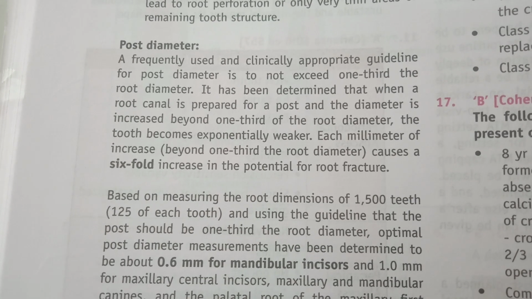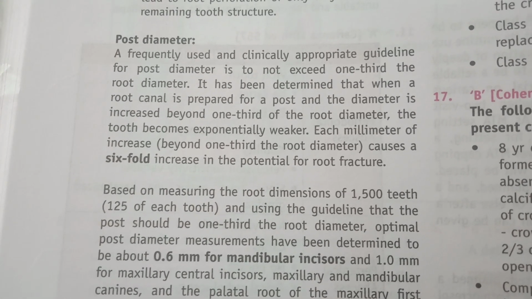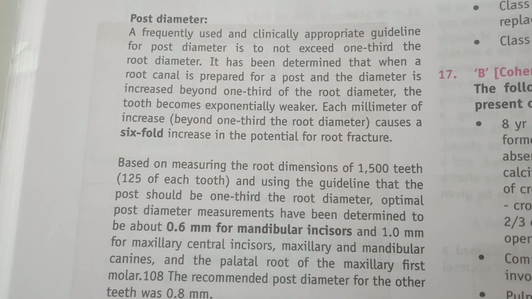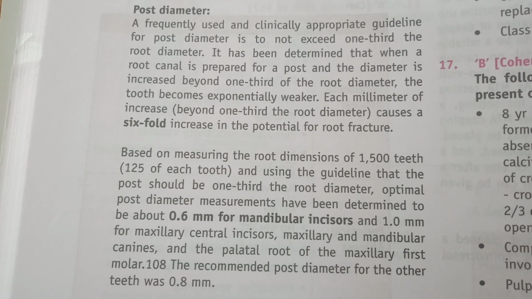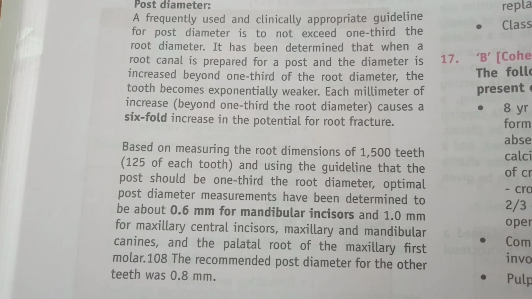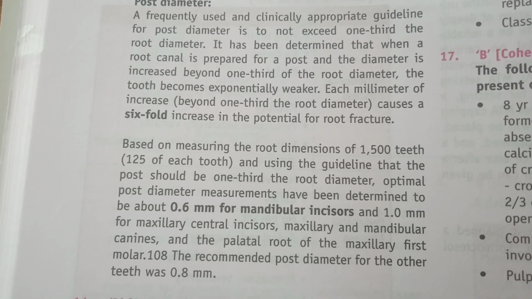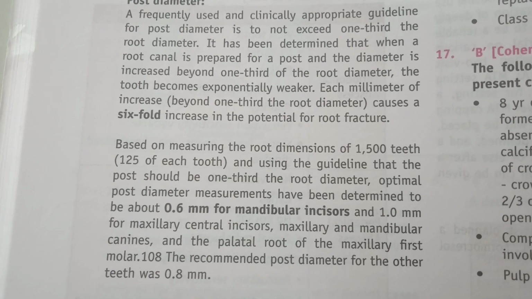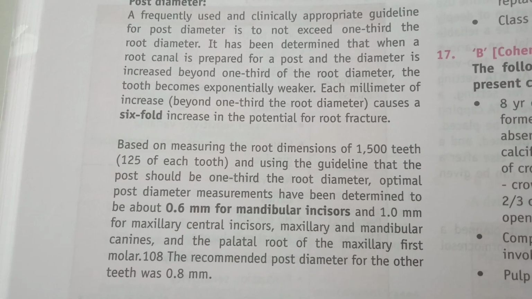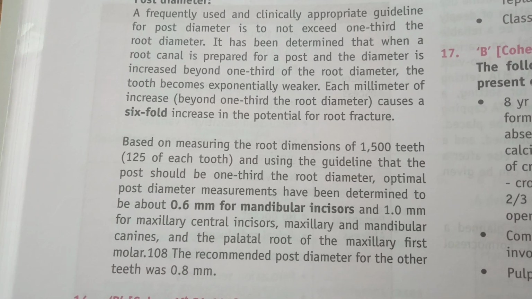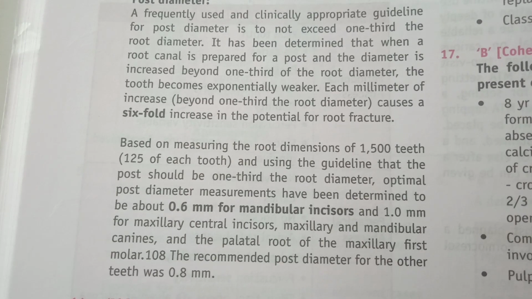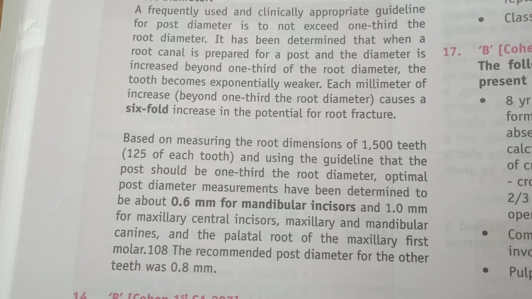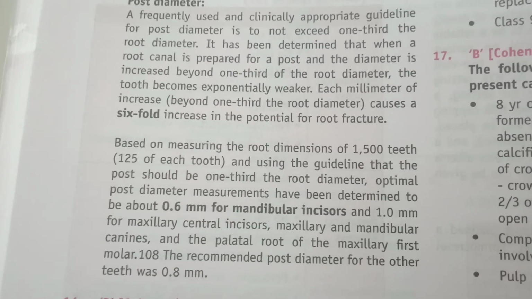Based on measuring the root dimensions of 1500 teeth, 125 of each tooth, and using the guideline that the post should be 1/3 of root diameter, optimal post diameter measurements have been determined to be about 0.6 mm for mandibular incisors and 1 mm for maxillary central incisors, maxillary and mandibular canines, and the palatal roots of the maxillary first molar. The recommended post diameter for the other teeth was 0.8 mm.